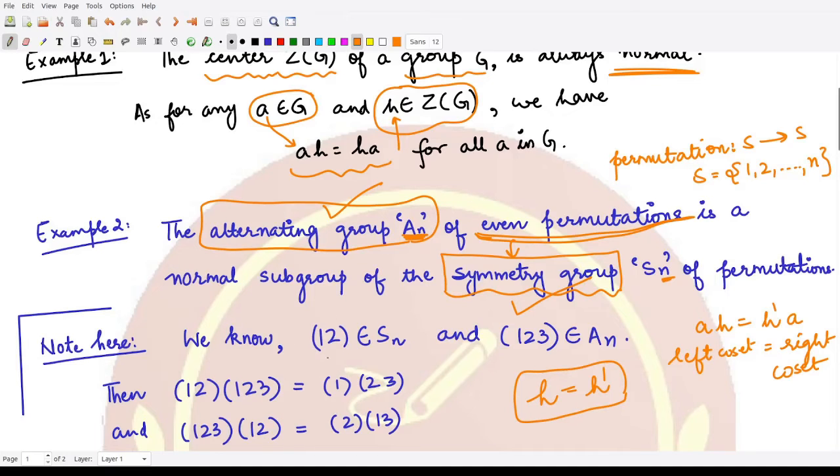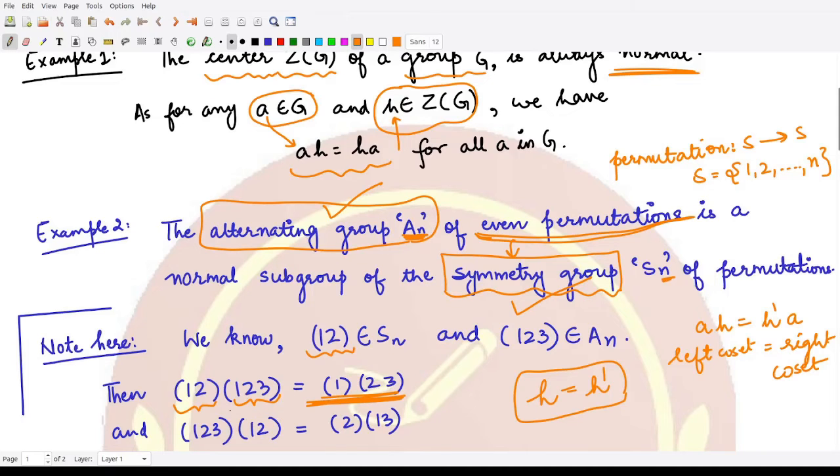So let's consider some element from the group S_n. Let's take this to be the transposition (1 2). And let's take some element from the subgroup, the alternating group. Let's take a 3-cycle consisting of the numbers 1, 2, 3. So 1 maps to 2, 2 maps to 3, 3 maps to 1. Now when you compose this transposition with this 3-cycle, you have this as the result. You can check this.